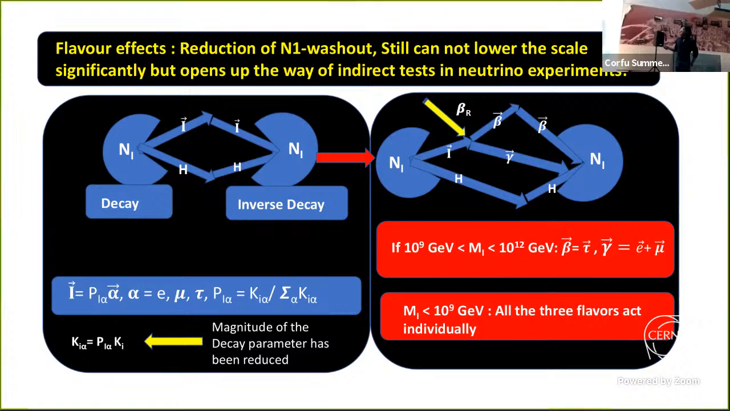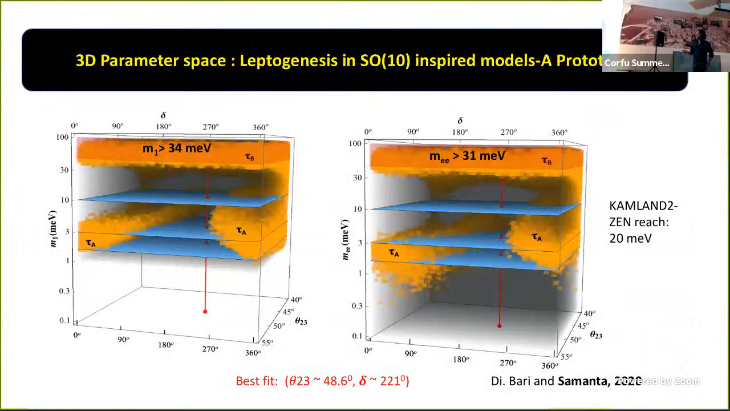So in this way you can relate the lepton asymmetry to neutrino mixing parameters indirectly, and therefore you can test leptogenesis indirectly. A prototype example, which I did last year with Pasquale Di Bari in Southampton.